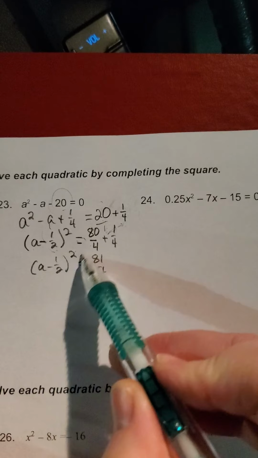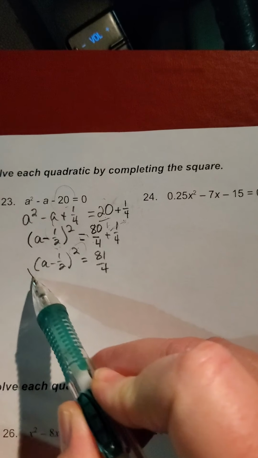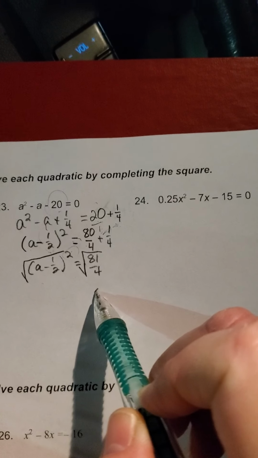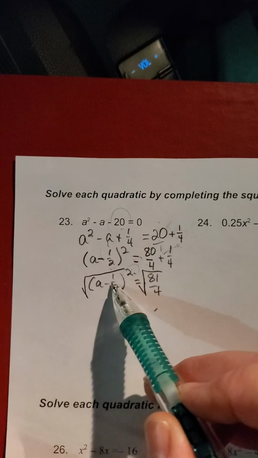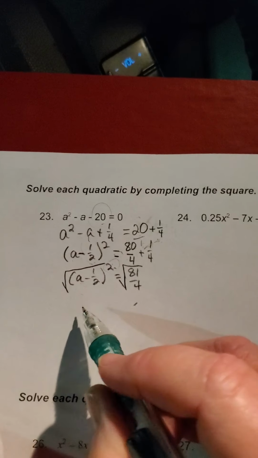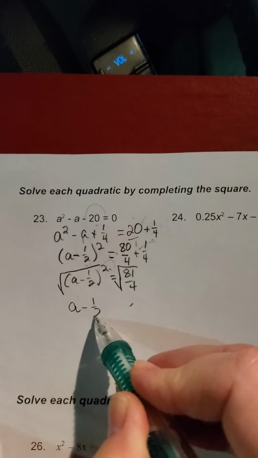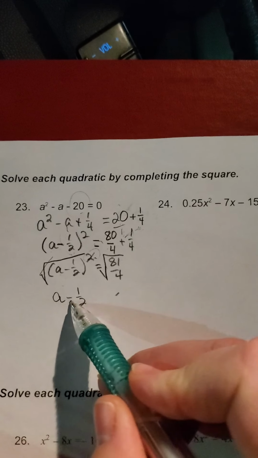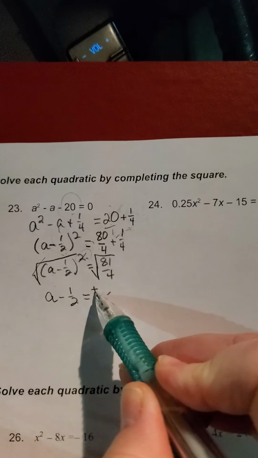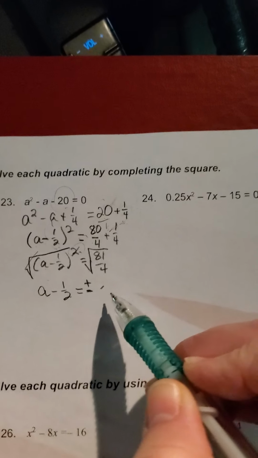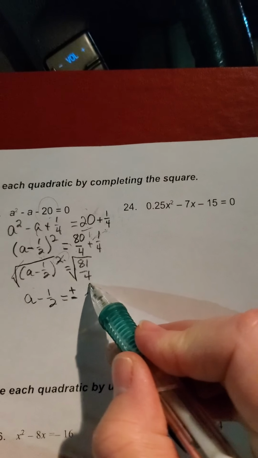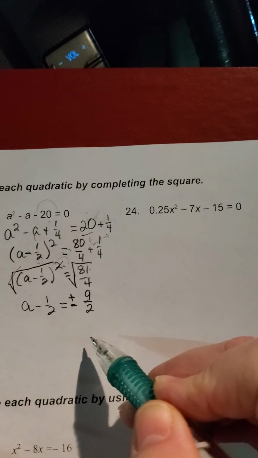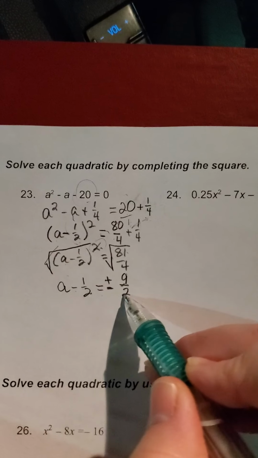Okay, so now I need to get rid of this square, so I can take the square root of this and the square root of this, because if I do it to this side, I've got to do it to this side, right? The square root of a square is just whatever is being squared. So that leaves us with just a − 1/2 over here, because basically the square root and the square cancel each other out. Okay, so you have a − 1/2 equals plus or minus, since it's a square root, it can be a negative sign. I mean, it could be a negative number squared. So that is going to be, the square root of 81 is 9, and the square root of 4 is 2. All right, so we have a − 1/2 equals plus or minus 9/2.